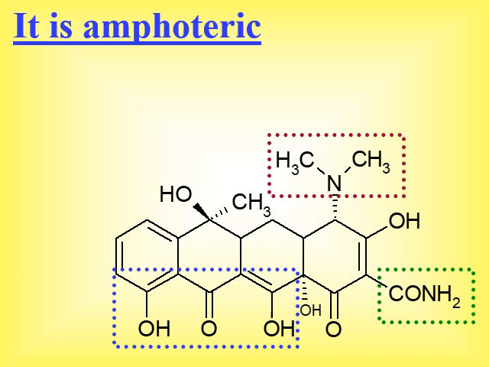Is tetracycline acidic or basic? It is neither acidic nor basic. It is amphoteric, so it can form salts with acid and base. Therefore, it has an acidic part and a basic part. Where are these parts?